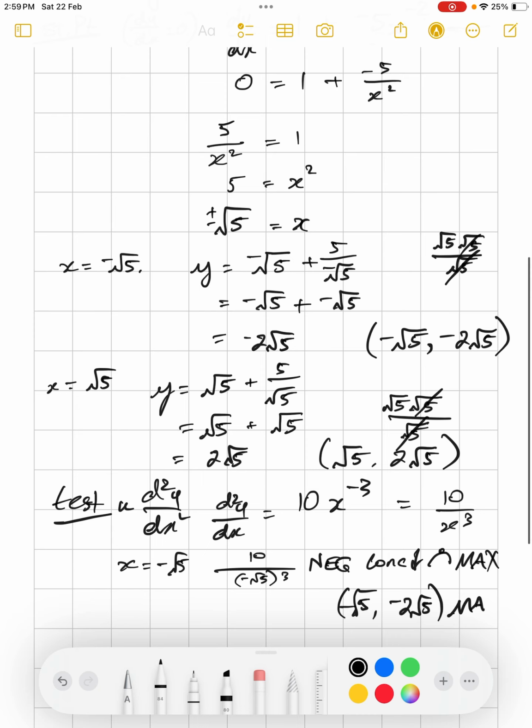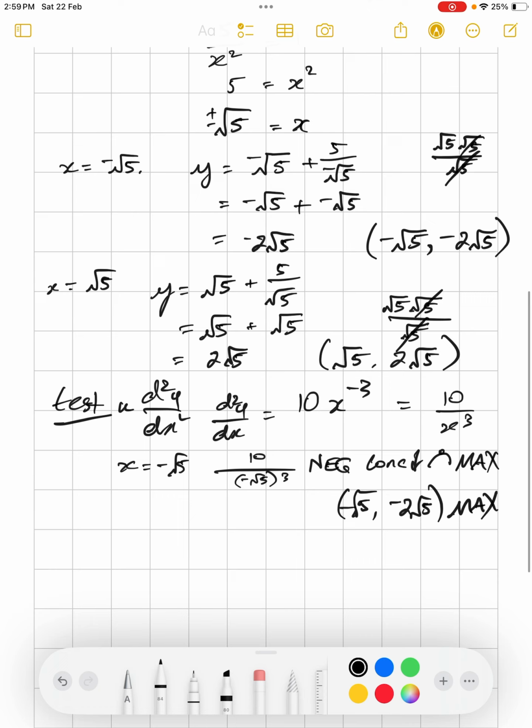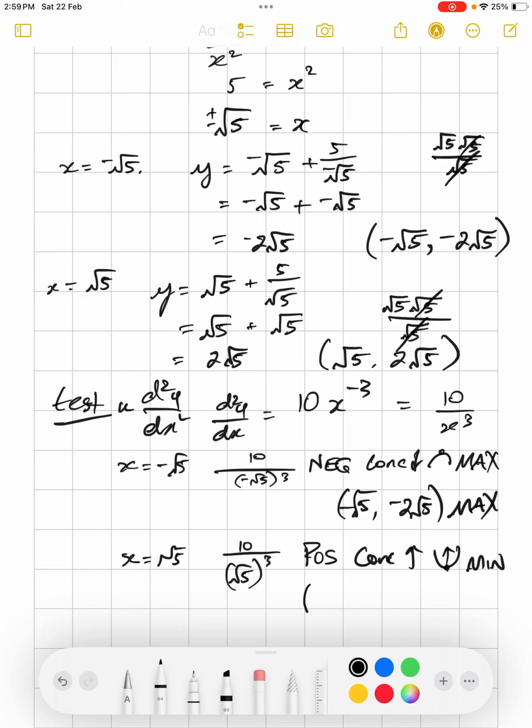So that's a maximum. And you substitute positive root 5. So it's 10 over root 5 cubed. And that's going to be a positive. So positive is concave up, which is a minimum. Concave up. So at root 5, 2 root 5, that is considered to be a minimum.